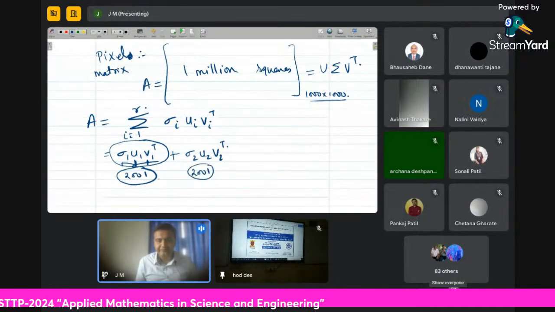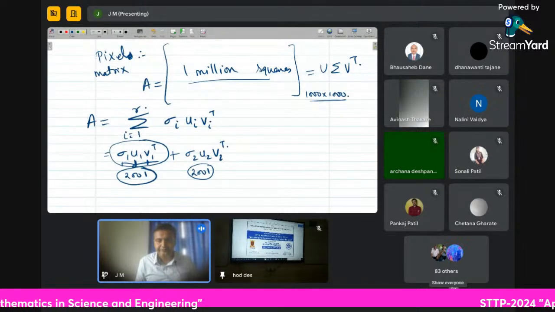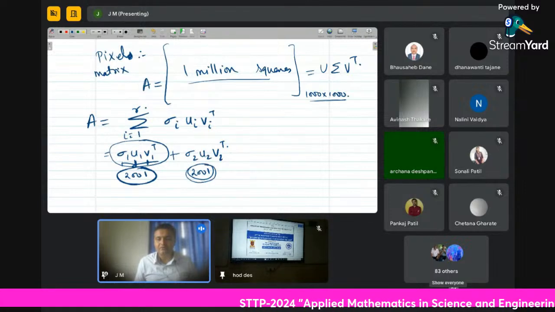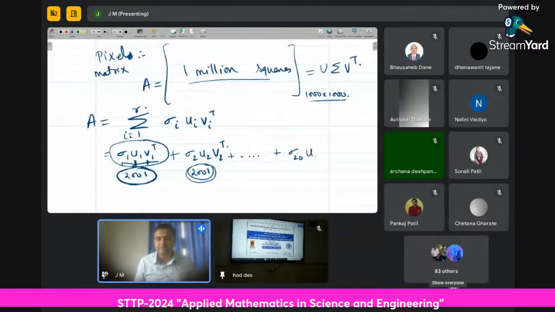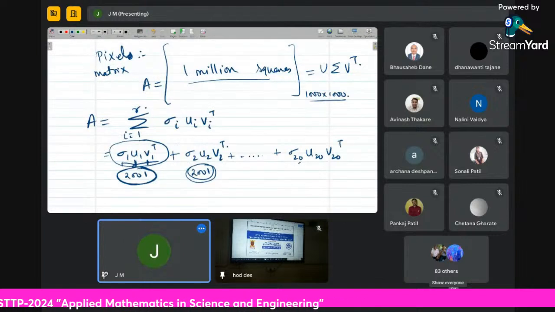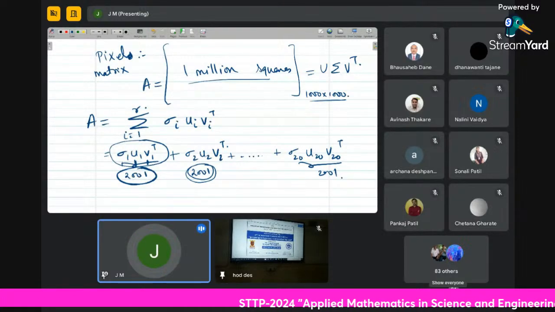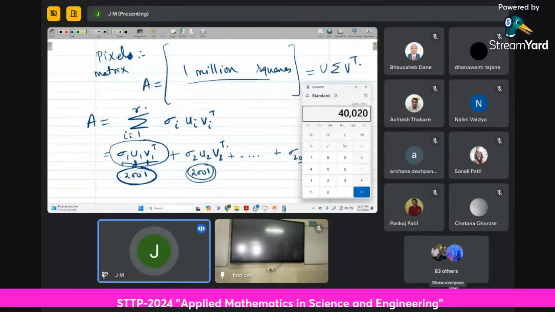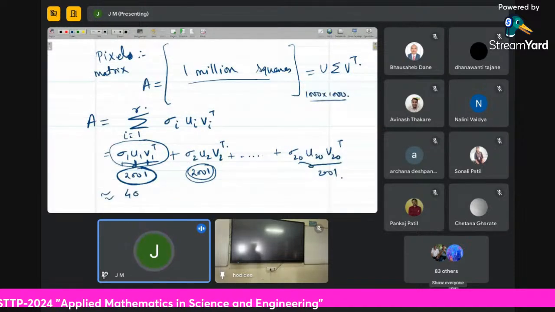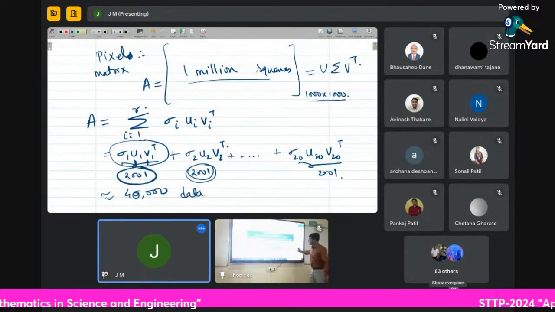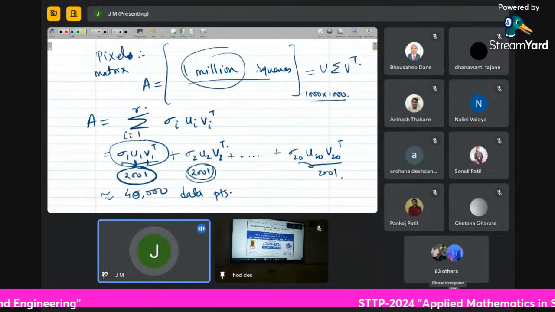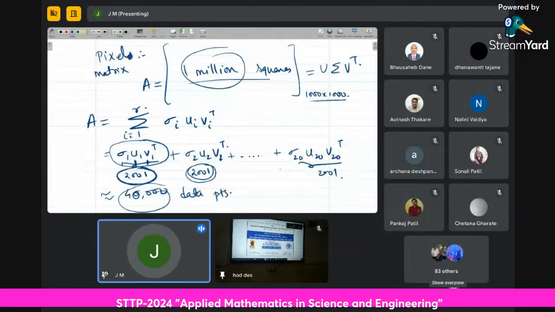I am sending the entries in this form, 2001. Suppose I am sending 20 packets. Again here 2001. So ultimately 2001 into 20. So kind of you can say approximately I am sending 40,000 data points. Here there were 1 million, but here I am sending only 40,000. You see the comparison.